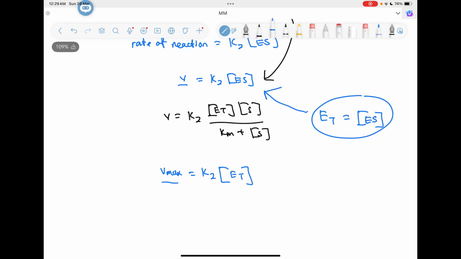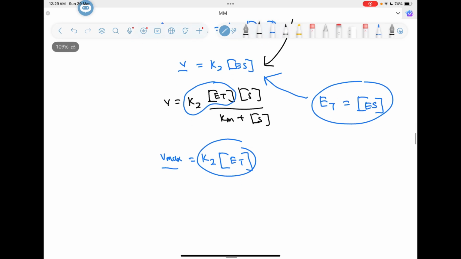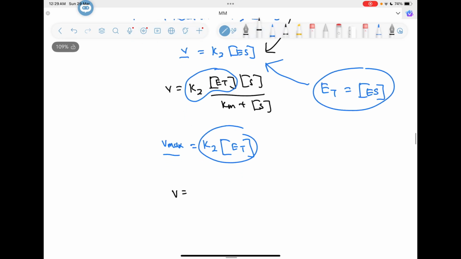So now this is the final idea we need. So now we'll substitute K2 ET as Vmax. And now we will have our equation: V equals Vmax S over Km plus S. And now we have derived our Michaelis-Menten equation.